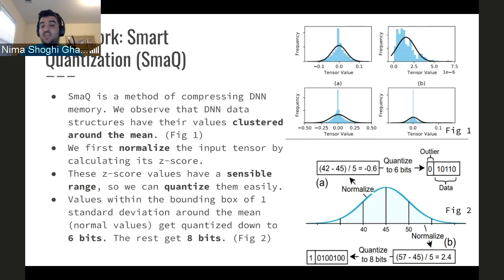That's a sensible range of standard deviations, so we can quantize them very easily. What we do now is use the intuition that maybe things within that cluster need fewer bits and outliers should get more bits. And so we quantize the normal values within one standard deviation to 6 bits, and the rest get 8 bits. And this is an example of that running.